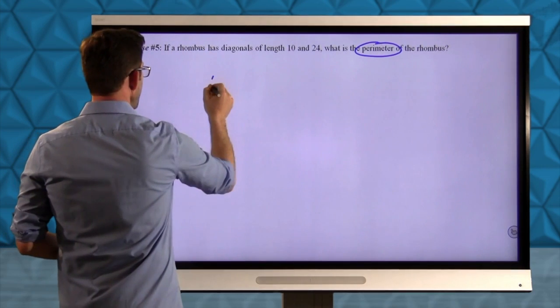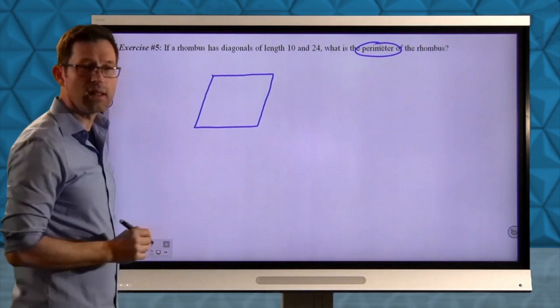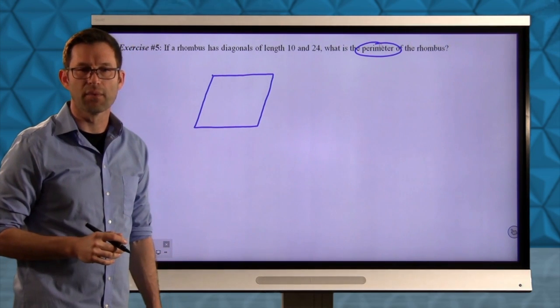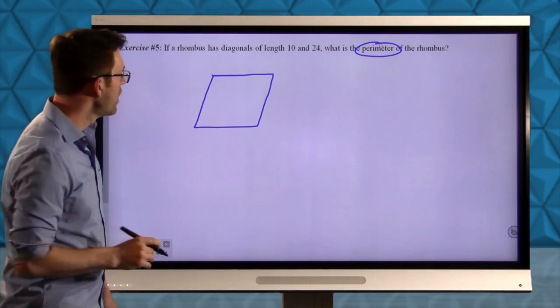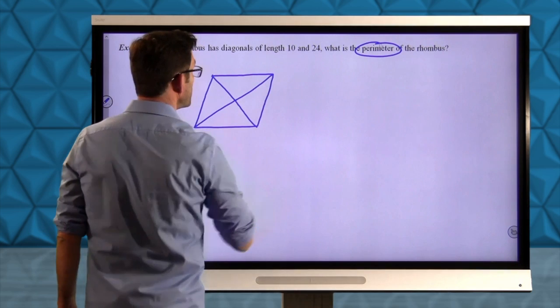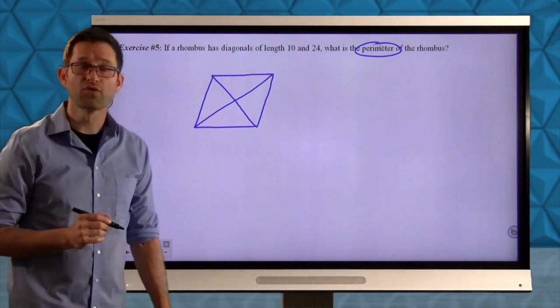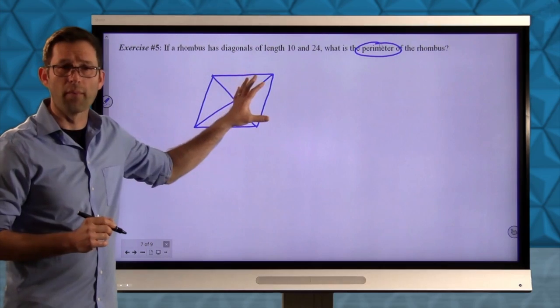Right now, I want to make my picture as realistic as possible. So I'm going to draw something that looks like all four sides are the same length, but I'm not going to draw it like it's a square. That could be deceptive. I'm going to draw my two diagonals in. I know the shorter one has a length of 10, and the longer one has a length of 24. I want to figure out what the perimeter of the rhombus is.